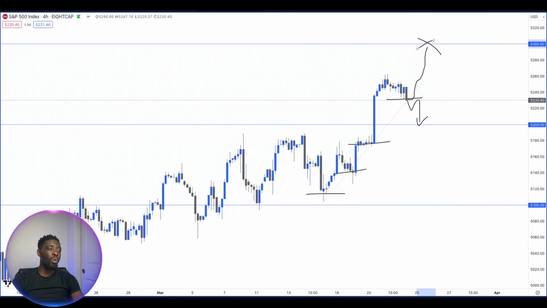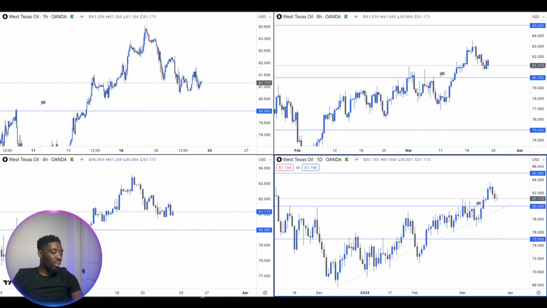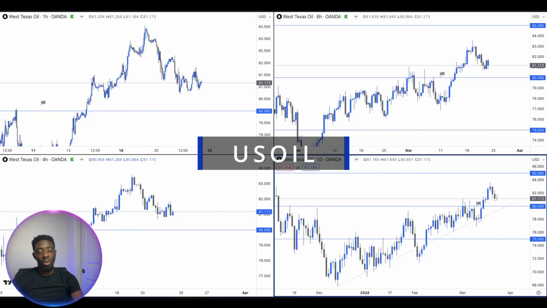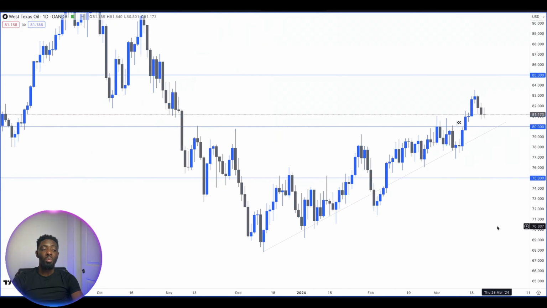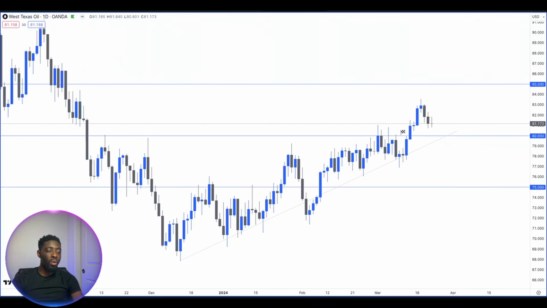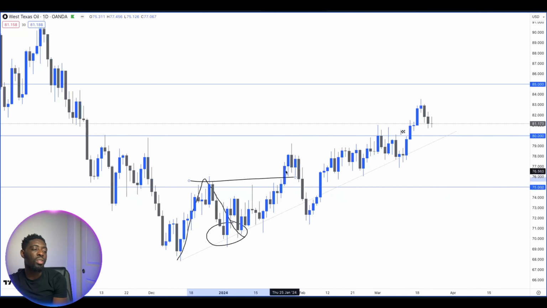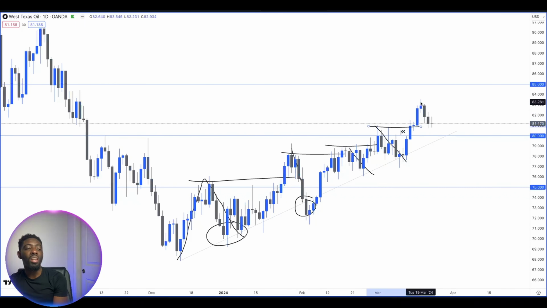So let's look at US oil. I think this is the simplest of them all. I'll just stick to the daily time frame for now, because we've been talking about US oil almost every week. You have this move, you have a pullback to an area like this, you have a breach to the upside, pull back to this area, breach to the upside, pull back, breach to the upside. So again, we're just waiting for the pullback to an area like this.